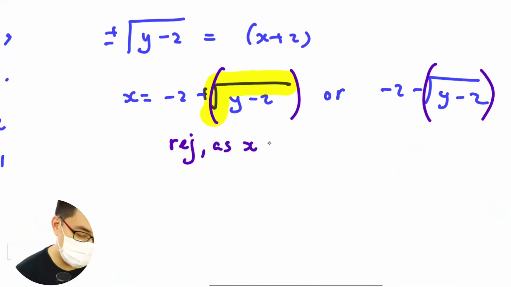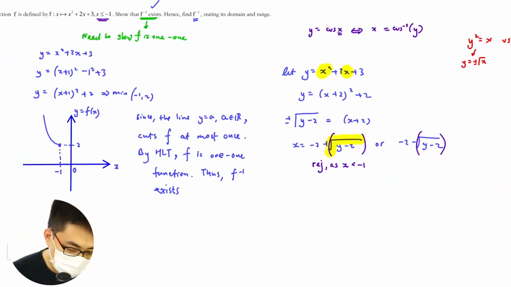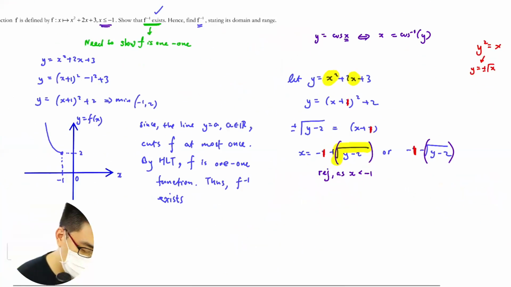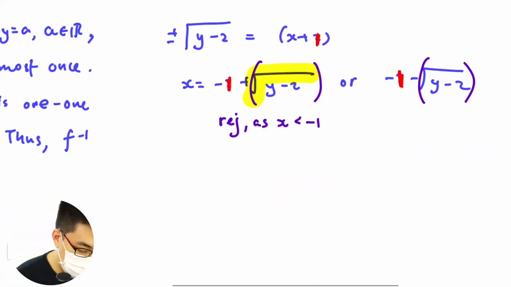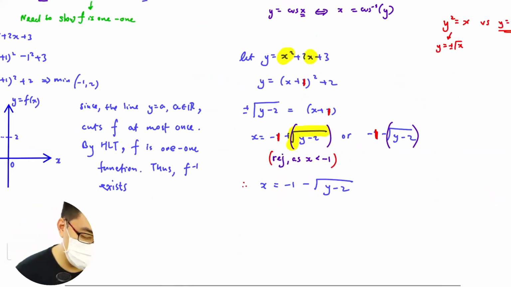X has to be less than -1. Did I do wrongly? Yeah, I did. This is 1. I copied wrongly. Okay, good job. So this one here, I reject this one because I need it to be less than -1. So hence, x is equals to -1 minus root y minus 2. This is your inverse function.